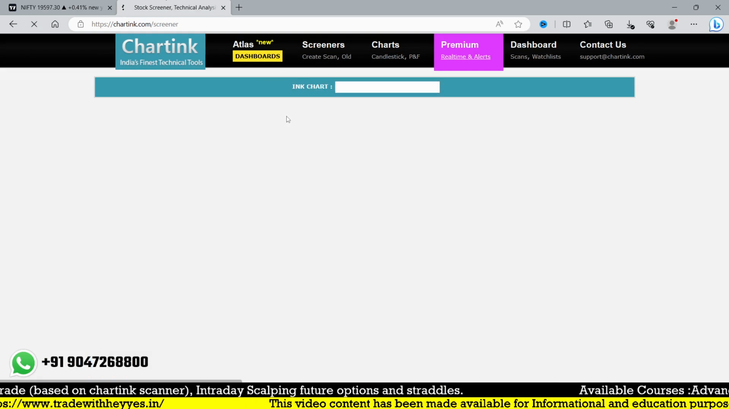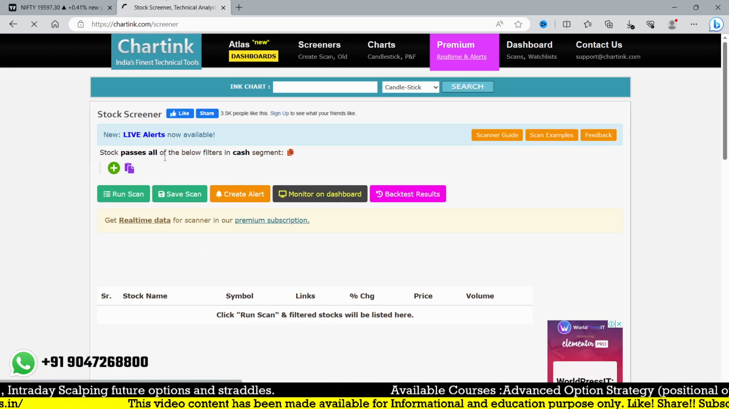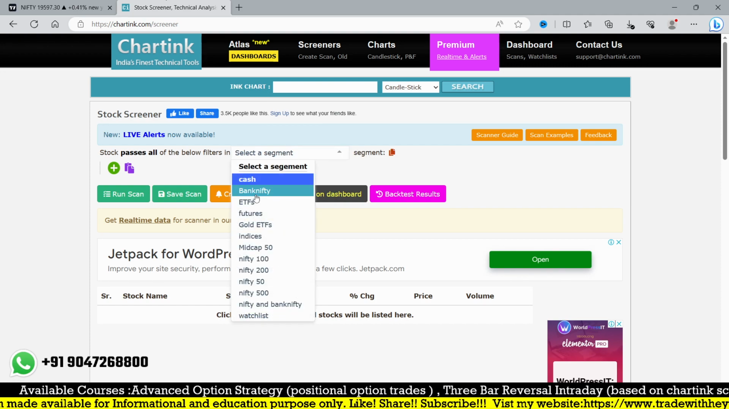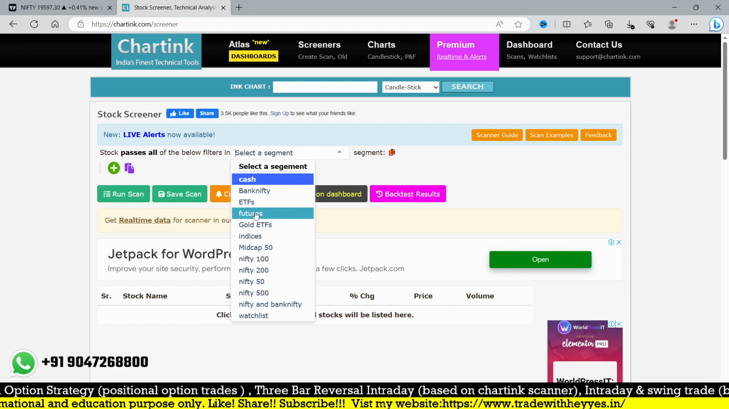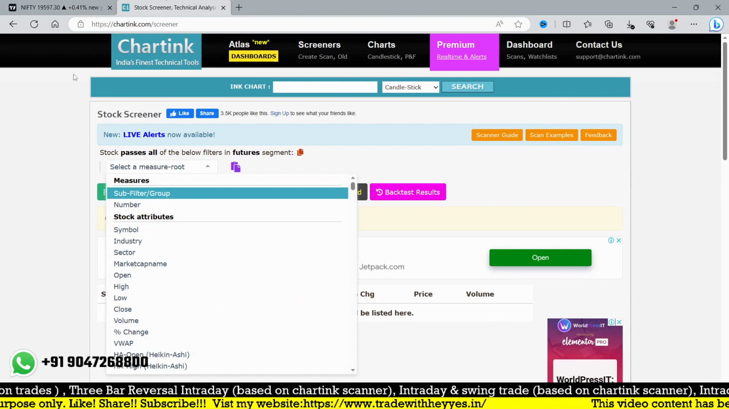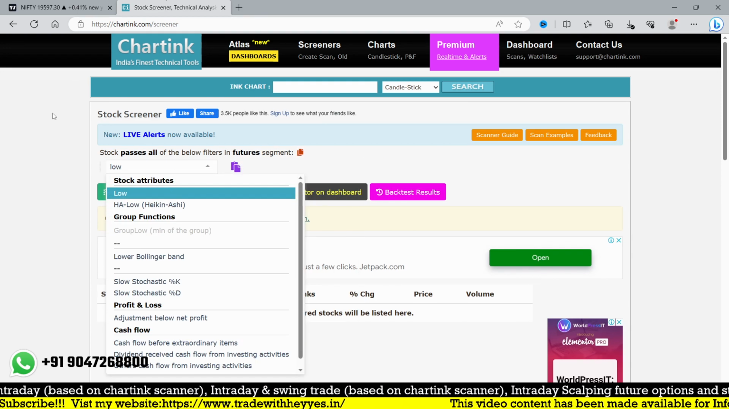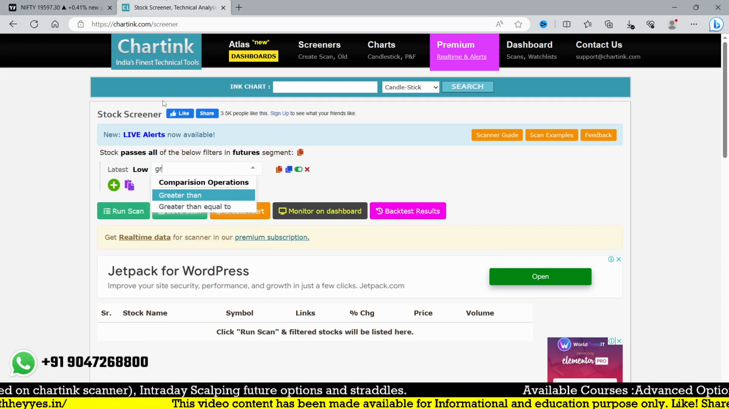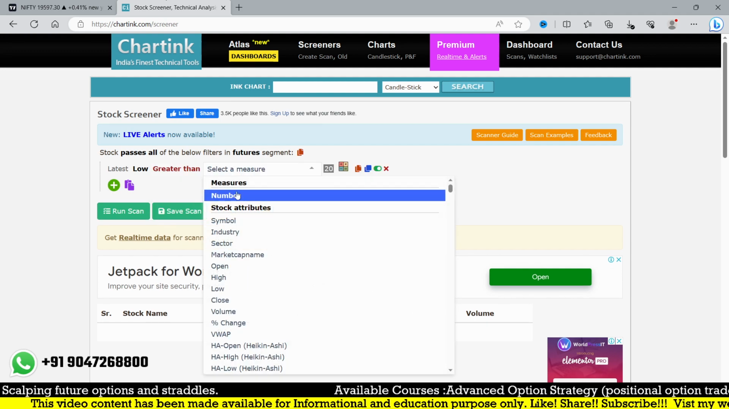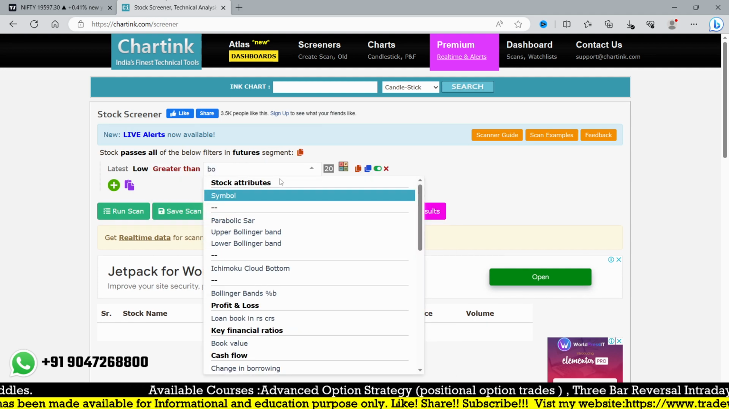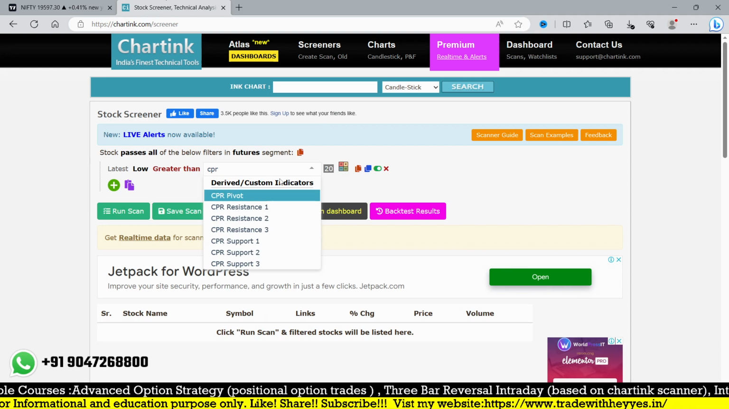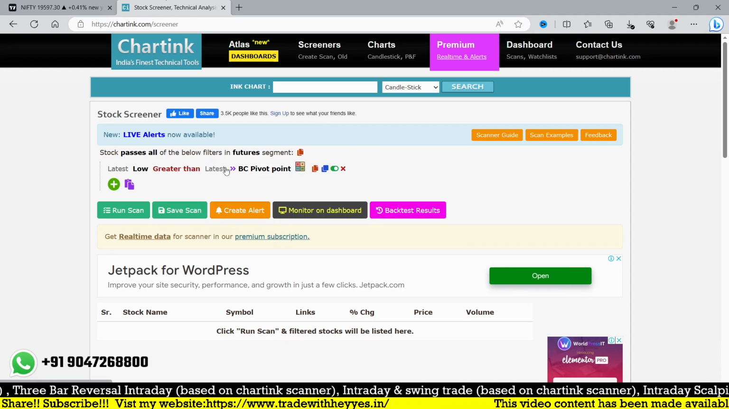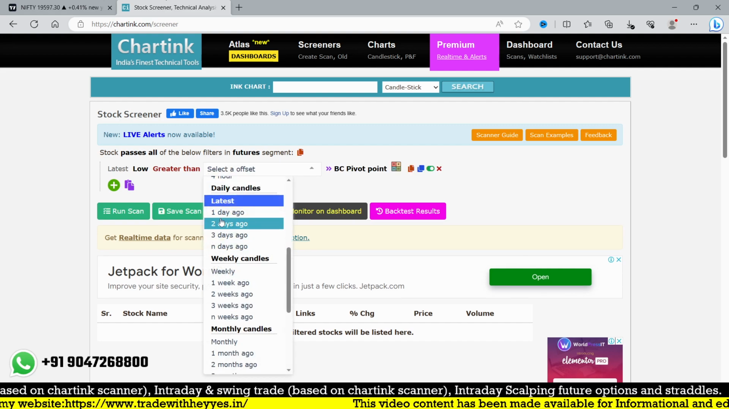So create a scan, and for the low of the particular day, I'm going to find the stock which is trading over and above the CPR level. So we have to find the future close or low price of any particular day. Today's low must be greater than the bottom CPR here, or BC pivot point. So we need to get that one for 1 day ago.